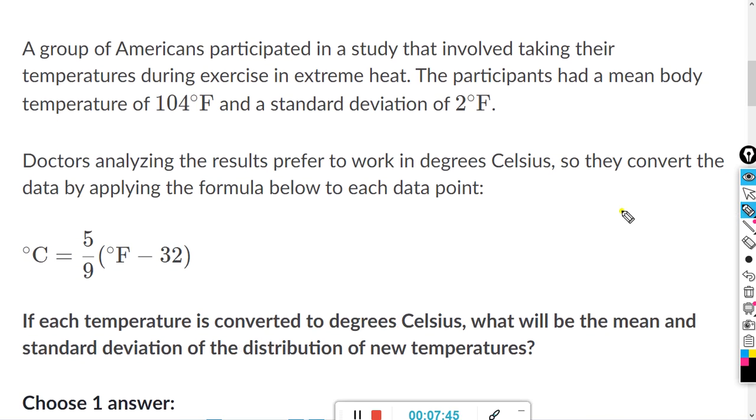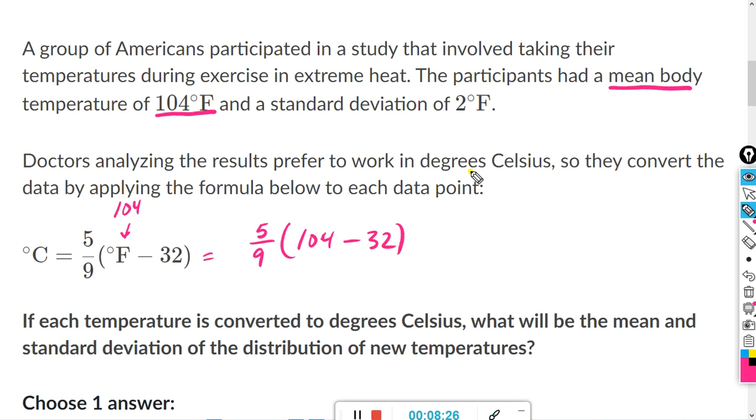Okay, so let's start with the mean first. All right, let me see here. So it says the mean was 104. Okay, so I am going to plug in 104. Since we have 104 Fahrenheit, I'm going to plug it in right there. Okay, so that's going to be 5/9 times 104 minus 32. Okay, now this is for the mean.